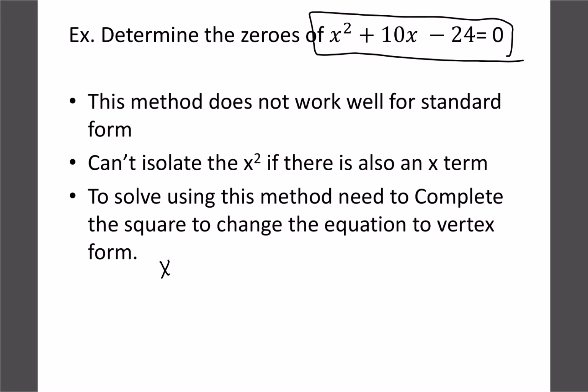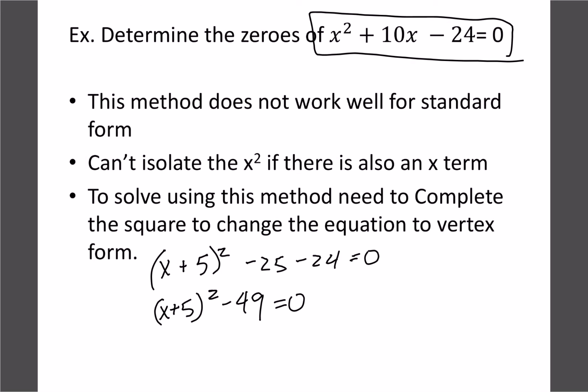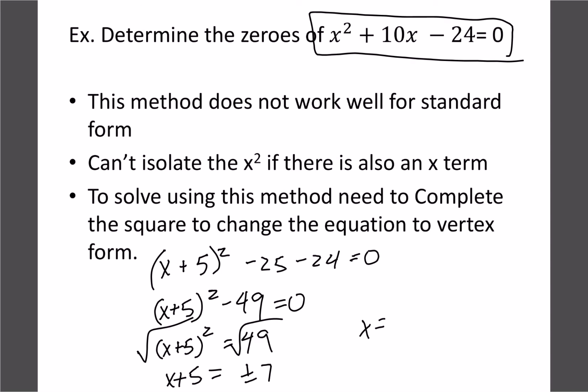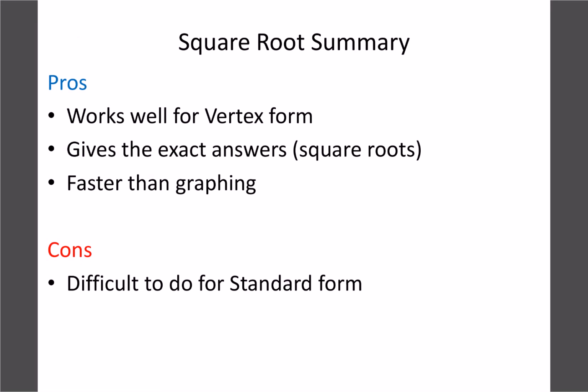Let's do completing the square. So remember, we'd change that to half as much, so that'd be (x plus 5) squared. Then we get a magic number of 25 that we need to subtract, plus we have the 24. When we simplify this, we get (x plus 5) squared minus 49. So now we can bring the 49 to the other side. When we square root it, we get x plus 5 equals plus or minus 7. So we'd have 7 minus 5, which is 2, and negative 7 minus 5, which is negative 12. So it still works, you just have to convert the equation first.